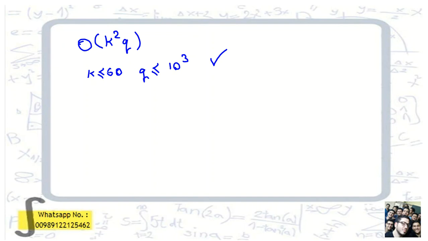K is at most 60 and q is at most 10 to the 3. So order of k squared times q would be good. And that's a good place to finish this problem.